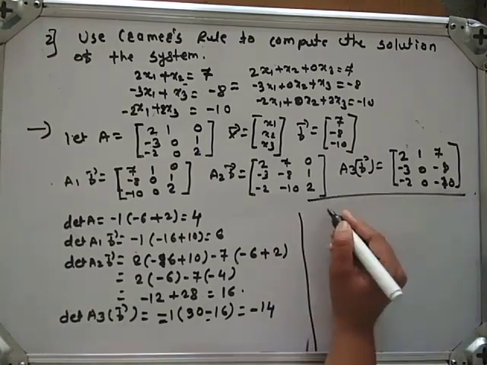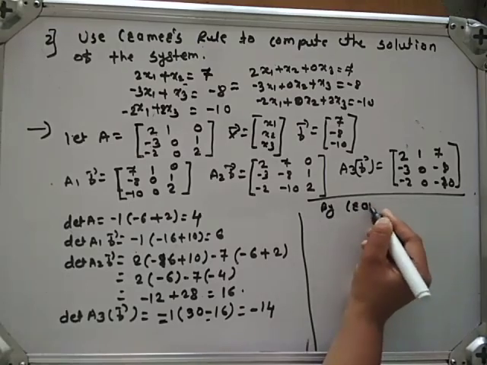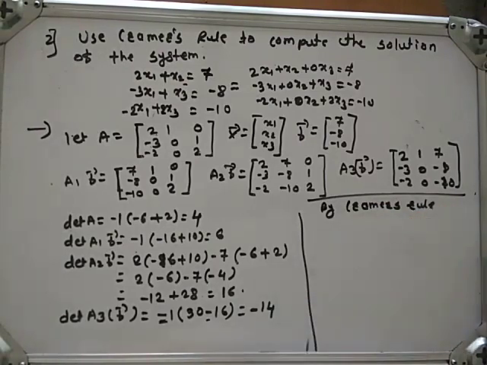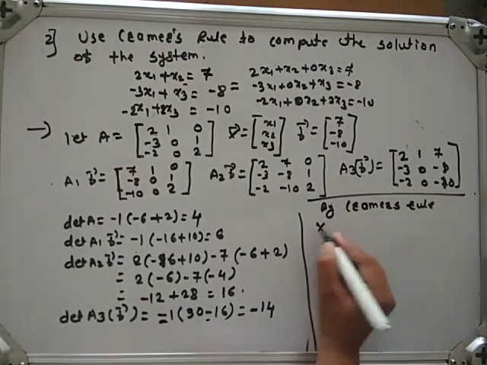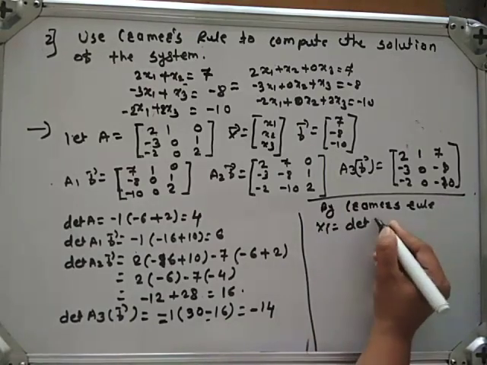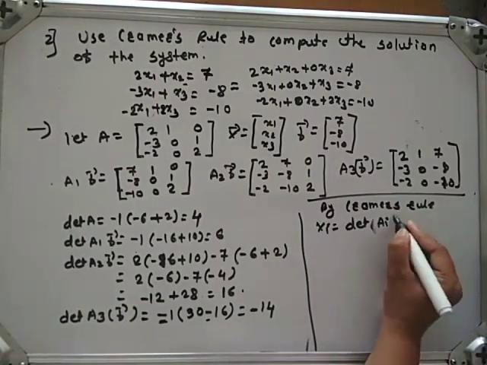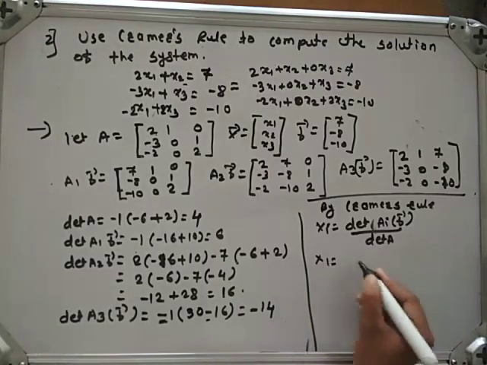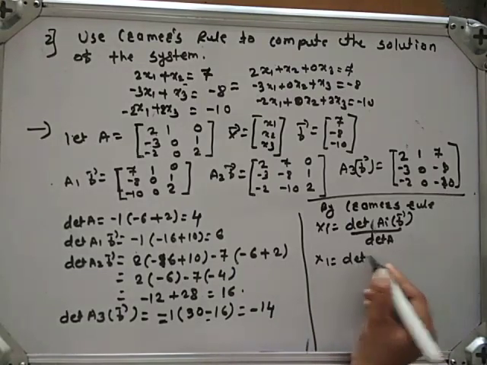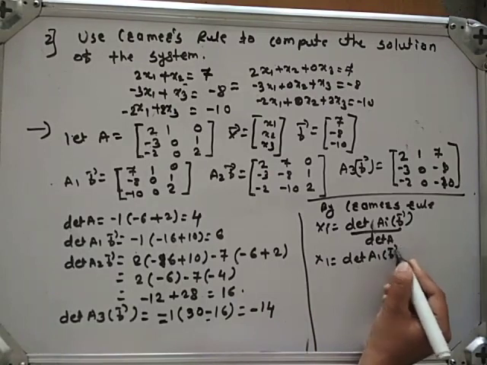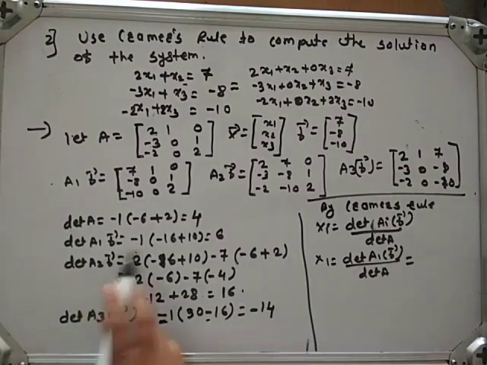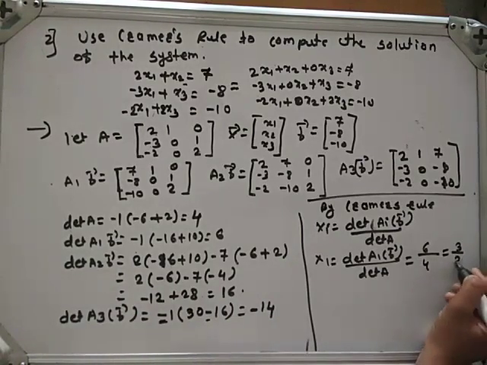So by using Cramer's rule, what is the formula of Cramer's rule? Xi is equal to the determinant of Ai into B bar upon the determinant of A. Okay, so x1 is equal to the determinant of A1 into B bar upon the determinant of A. The determinant of A1 into B bar is 6 upon the determinant of A is 4. This is 3 by 2.